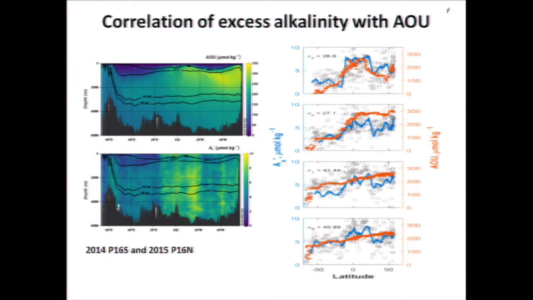When we look at this distribution of apparent excess alkalinity, so this AXS, along a particular section, as well as the apparent oxygen utilization, we see that they seem to be correlated, particularly along certain isopycnals. So one of the hypotheses is that this source of excess alkalinity may be produced from the remineralization of organic matter.